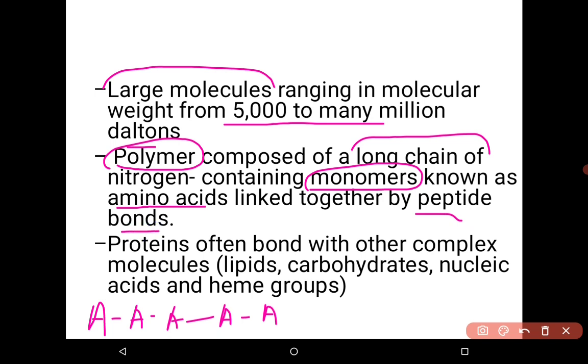Proteins often can bond with other complex molecules. You'll find proteins bonding with lipids, and these are called lipoproteins. Proteins bonding with carbohydrates, these will be called what? An example is glycoproteins. You have proteins that can link together with nucleic acids, these are called histones. You also have those that can bond with heme, for example hemoglobin, which can bond with a heme group. We move further.